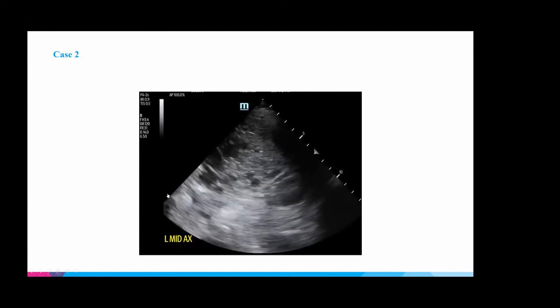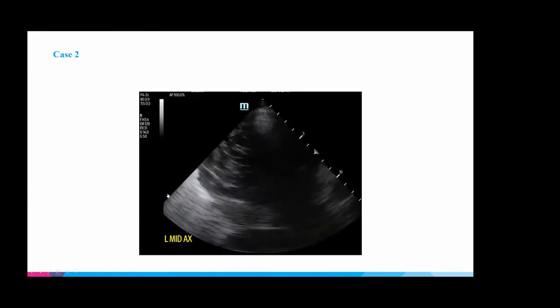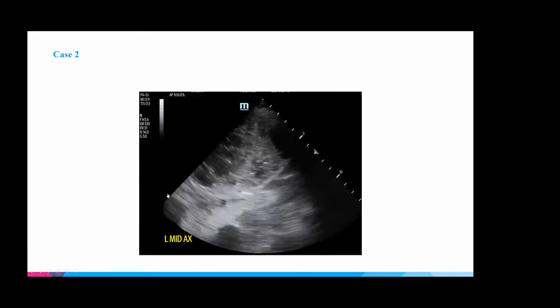All right, and so this is the left mid-axillary. What do you guys think?